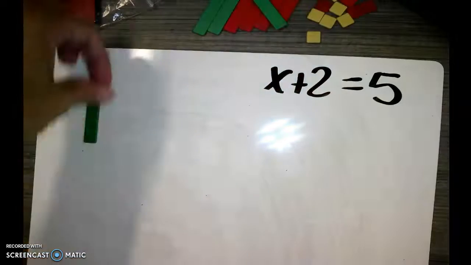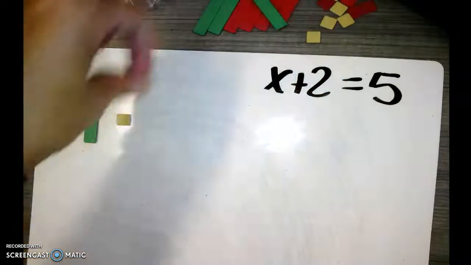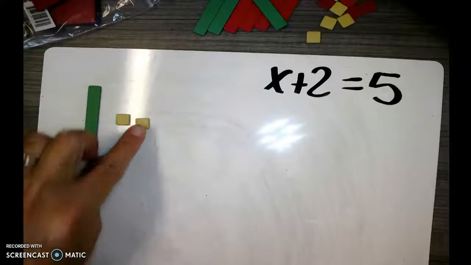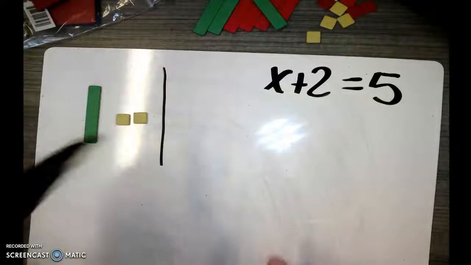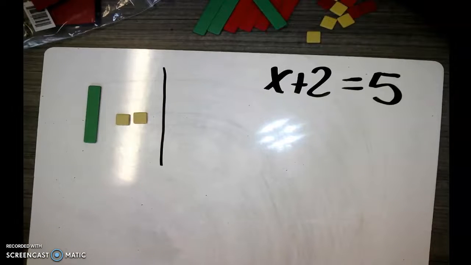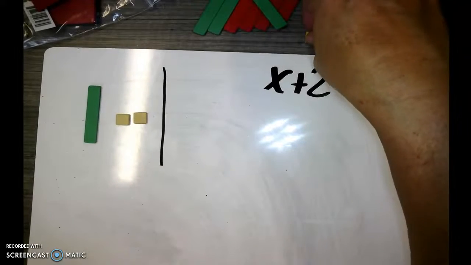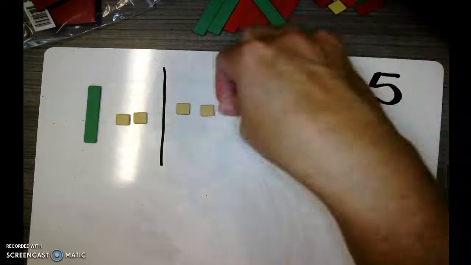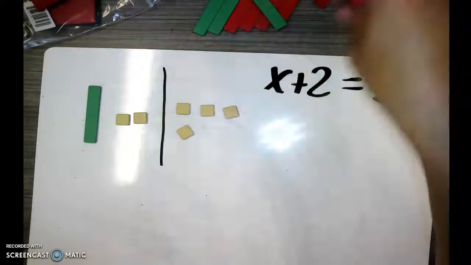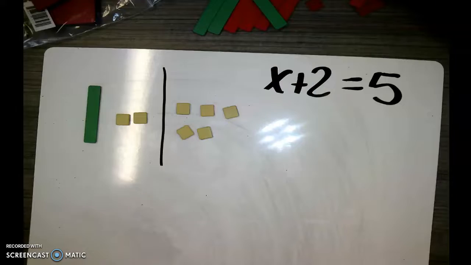And then I'm going to have 2 positive constants, so that's why they're on the gold side. And then we represent the equal sign with a vertical line, so that represents the equal sign. And then I have 5 constants on the other side of the equation, on the right side, so I'm going to pull 5 of those. Okay, so now I have modeled my equation.